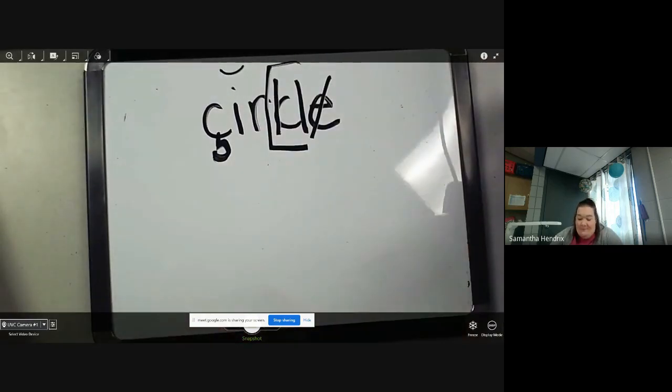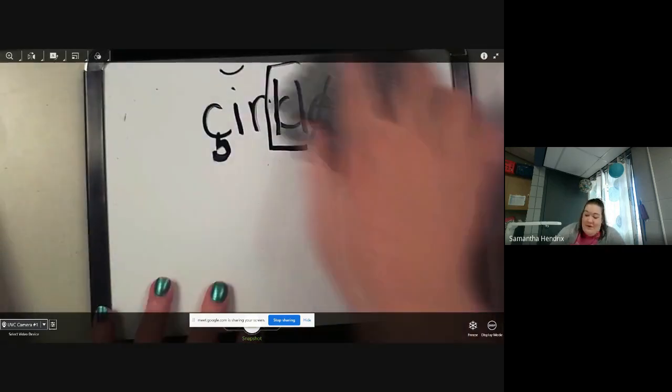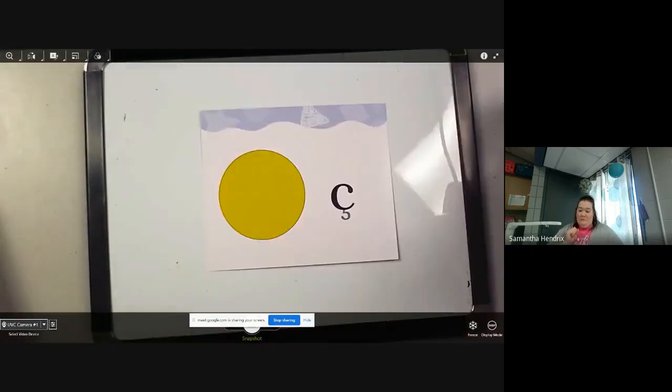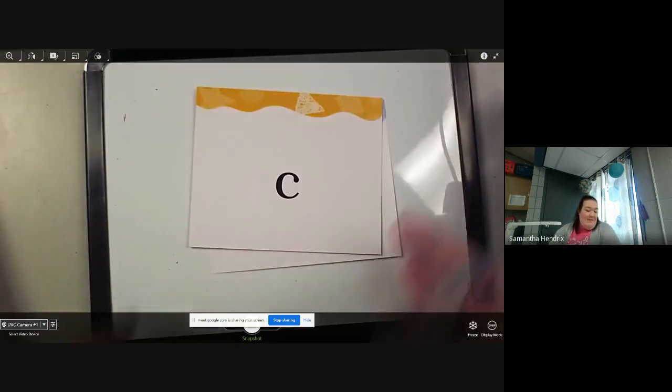Circle, okay? So circle is our new picture card. Okay? Letter C stays the same. Now, let me show you a few examples before I show you this card.